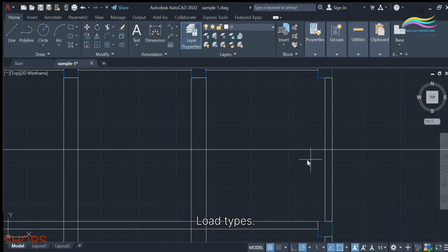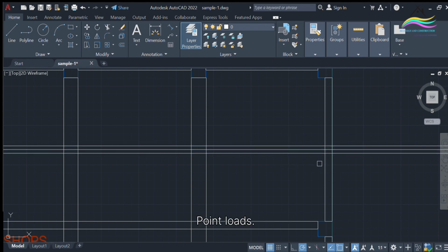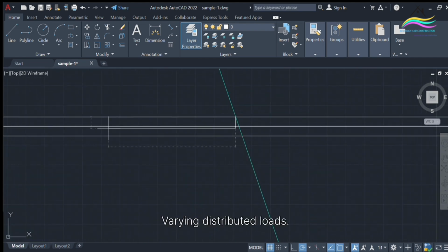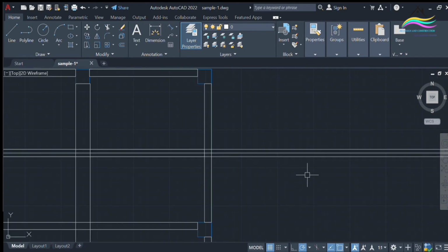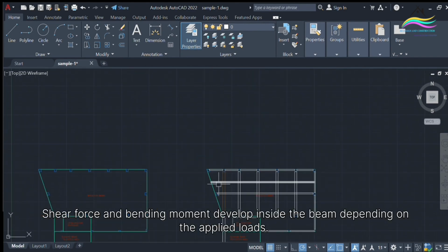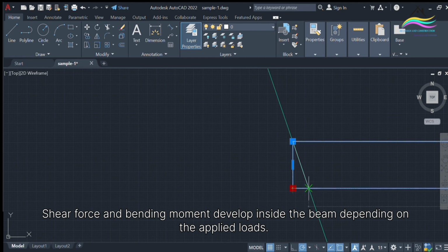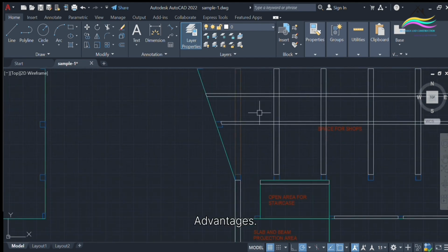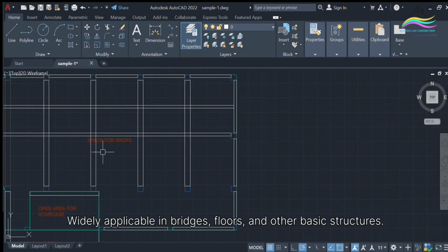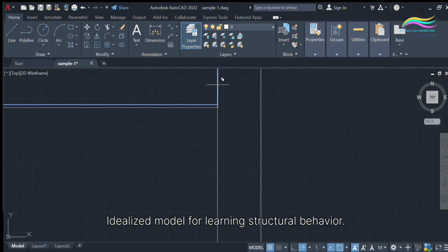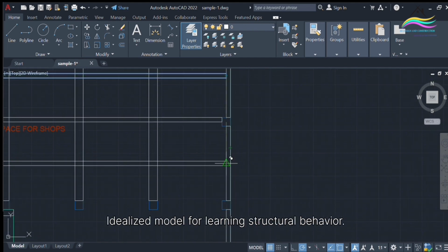Load types: it can carry various loads such as point loads, uniformly distributed loads (UDL), varying distributed loads, and moments. Internal forces: shear force and bending moment develop inside the beam depending on the applied loads. Advantages: simple to construct and analyze. Widely applicable in bridges, floors, and other basic structures. Idealized model for learning structural behavior.